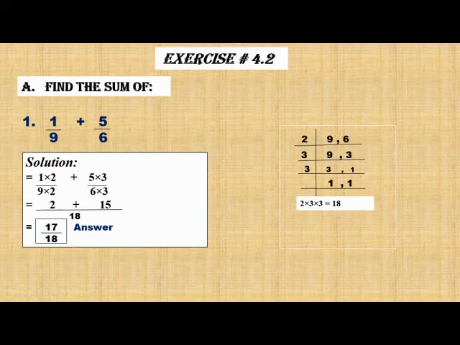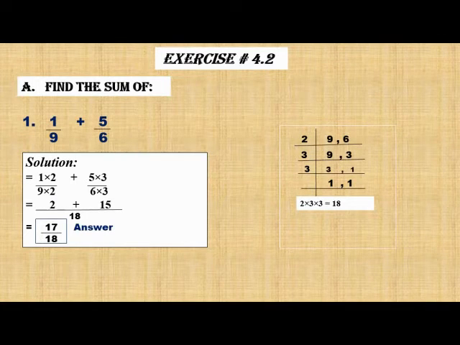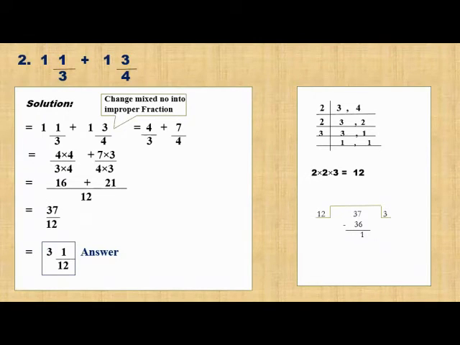This is question number 1, in which you have to find the sum of. How can you find the sum? By taking the LCM, you find the sum. Now move to another question, which is 1 whole 1 upon 3 plus 1 whole 3 upon 4. This is your question. As you can see, this question is in mixed numbers.